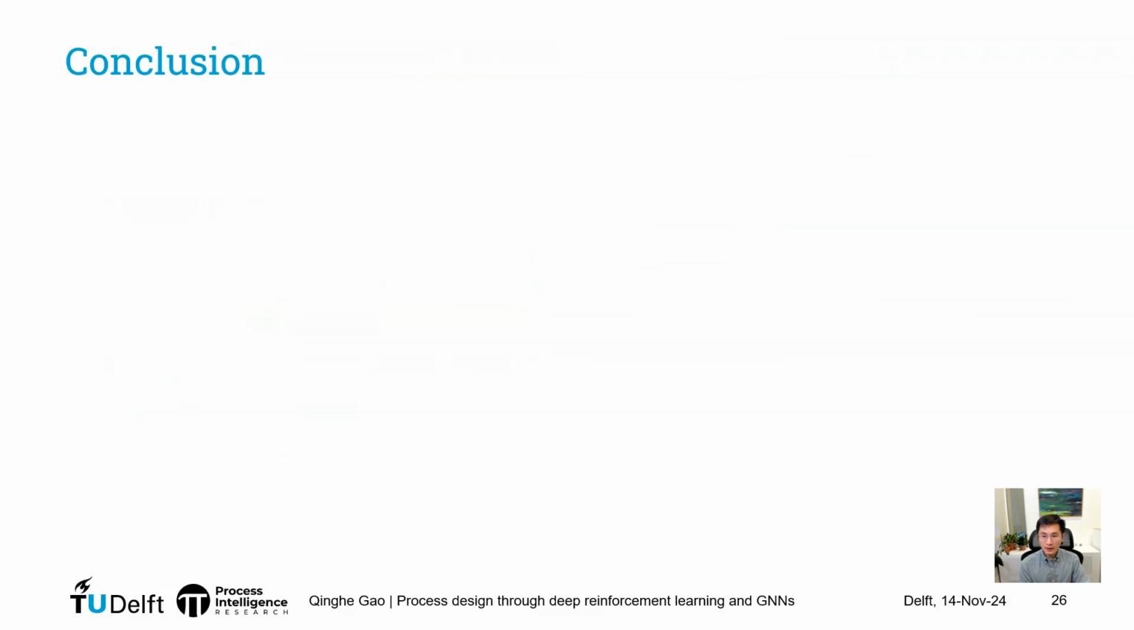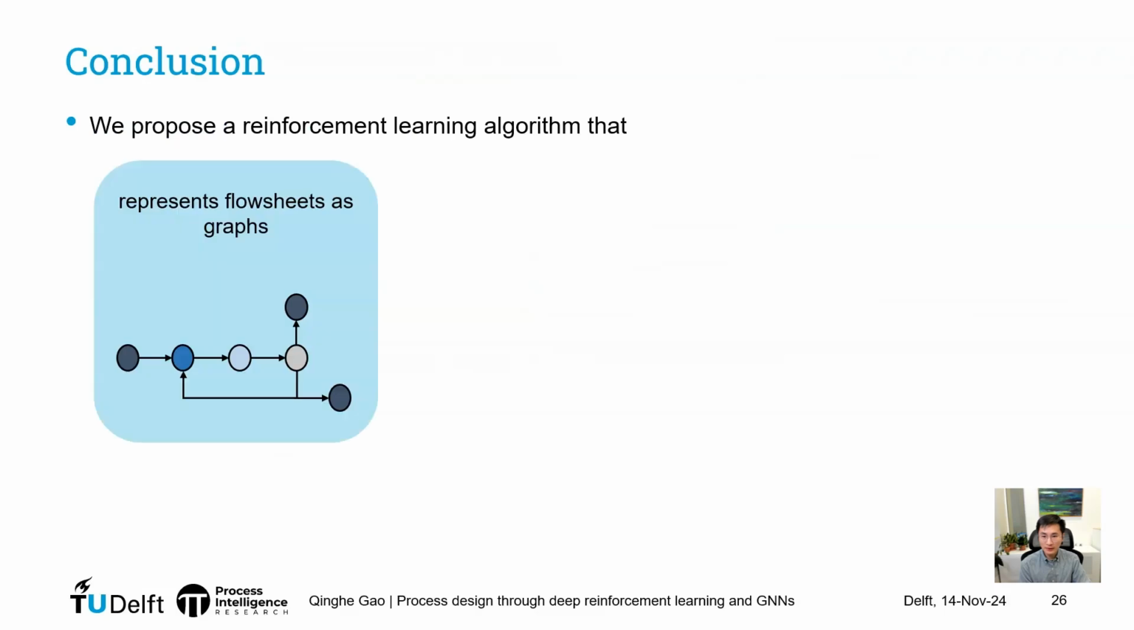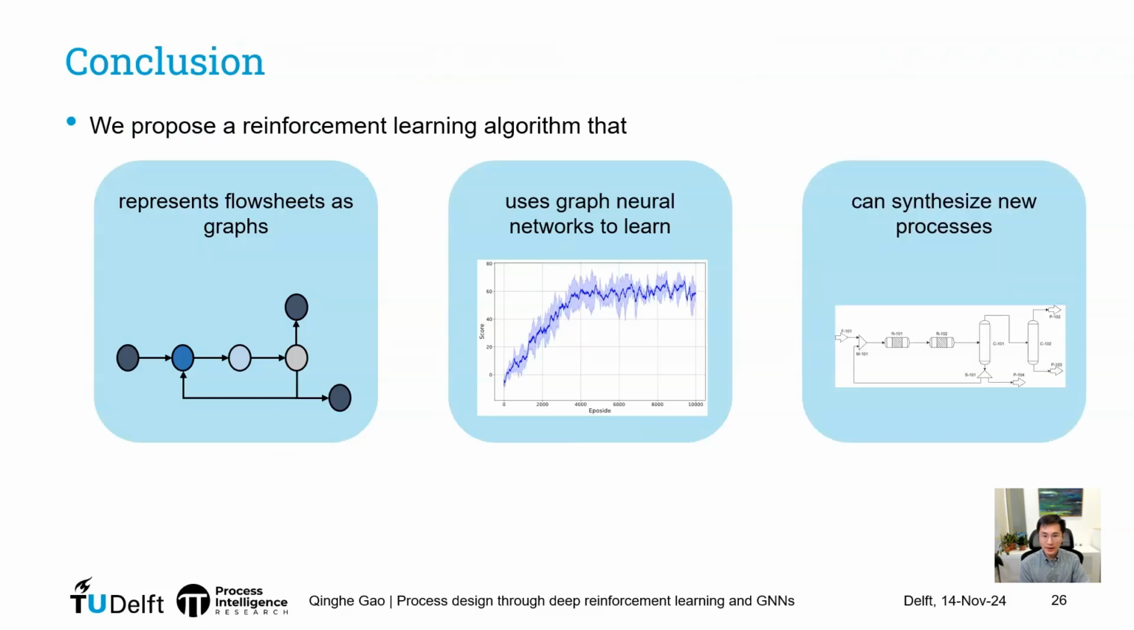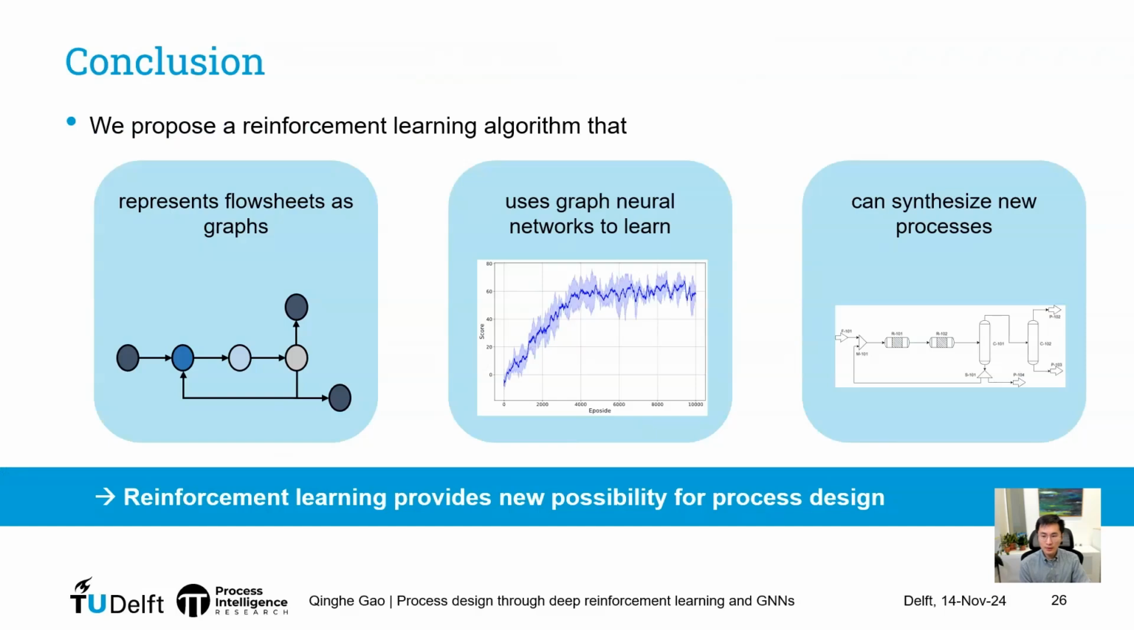So the conclusion is we propose a reinforcement learning algorithm that represents flowsheets as graphs, uses a graph neural network to learn, and can synthesize new processes. So reinforcement learning provides new possibility for process design.